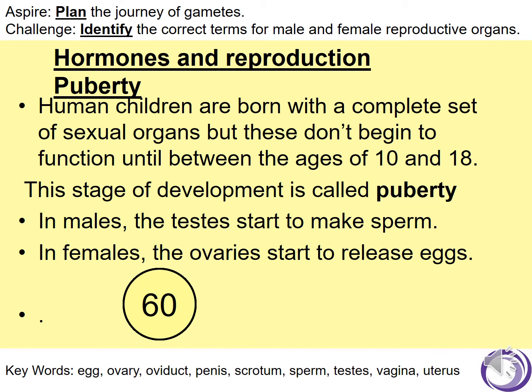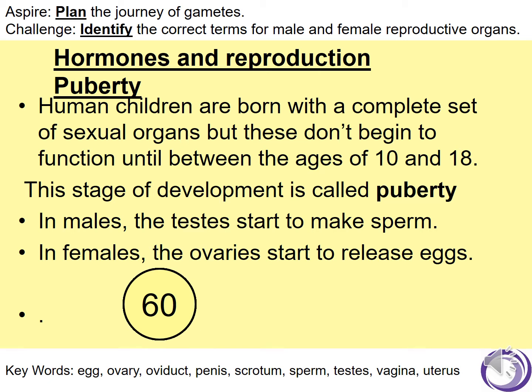So the first bullet point, human children are born with a complete set of sexual organs, so that would include ovaries in a woman and testes in a man, but these don't begin to function until between the ages of around 10 to 18. This stage of development is called puberty, and that is an important word for us to learn today. In males, the testes start to produce sperm during puberty, and in females, the ovaries start to release eggs.